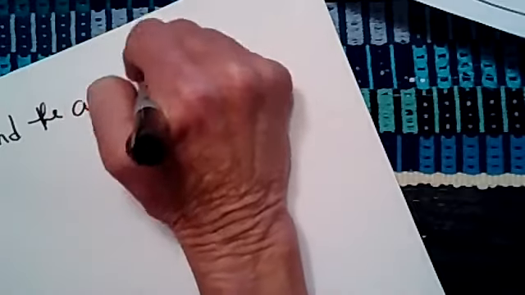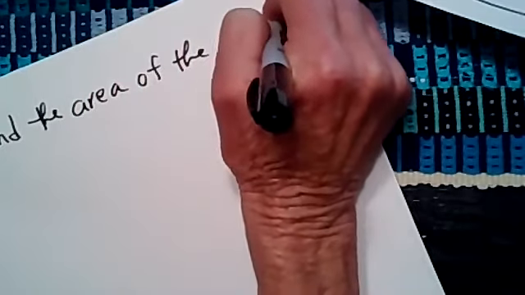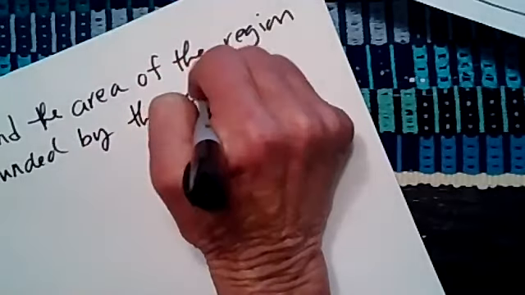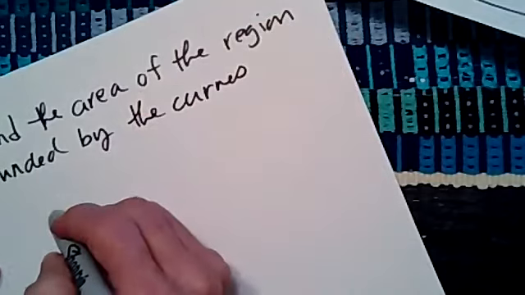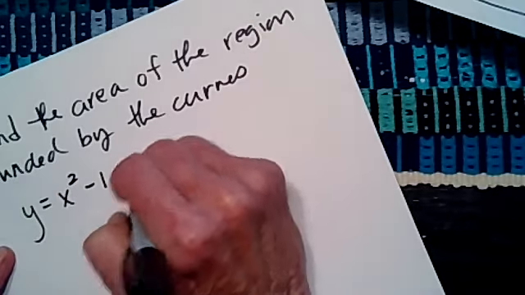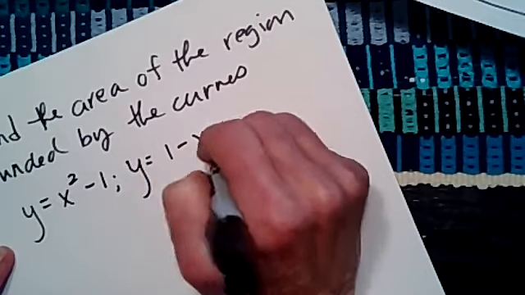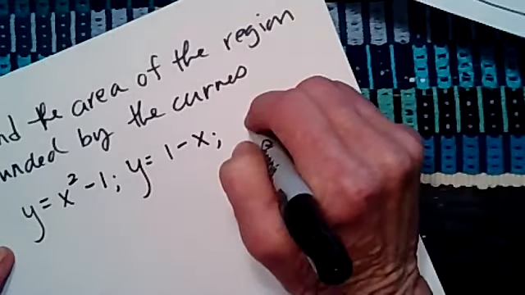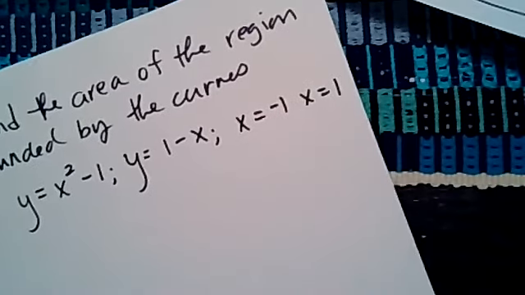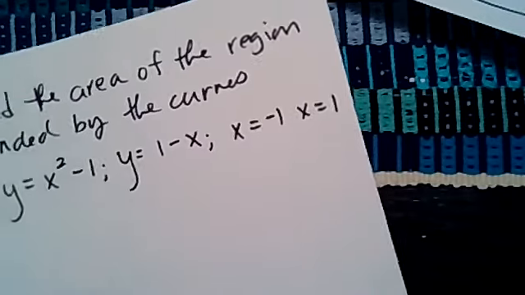Let's do this example. Find the area of the region bounded by the curves y is equal to x squared minus 1, y is equal to 1 minus x, x is equal to -1, and x is equal to 1. All right. So how would we do that?